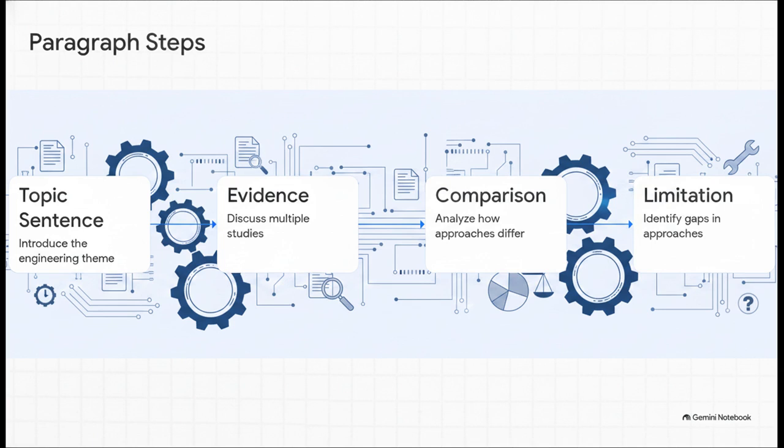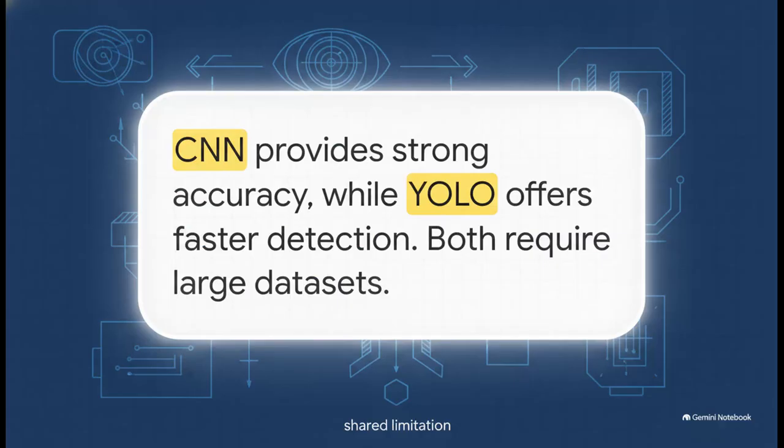Step 2 is evidence, bringing in multiple studies that explored this theme. Step 3 is the comparison, where you analyze how those approaches actually differ. And finally, step 4 is the limitation, where you expose the gaps in those approaches. It's just a beautifully structured sequence of logic. Let's look at how this builds out in a real, concrete example from robotic vision.